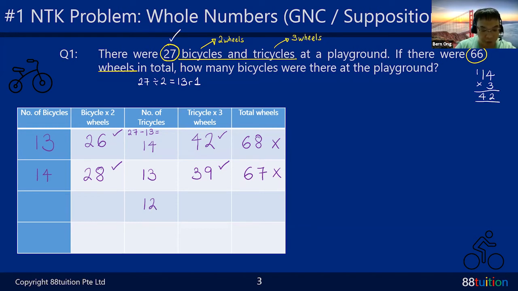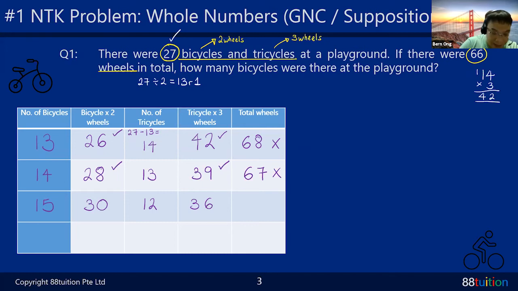So if there are 12 tricycles, 27 minus 12 will give me 15 bicycles. 15 bicycles will give me 30 wheels. 12 tricycles will give me 36 wheels. 12 times 3 is 36. So it's good for you to learn your 12 timetable. Up to 12 timetable will be good enough.